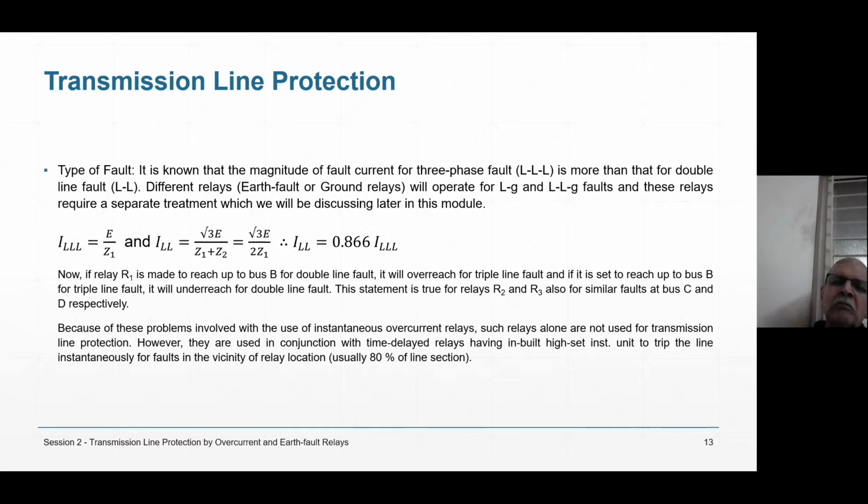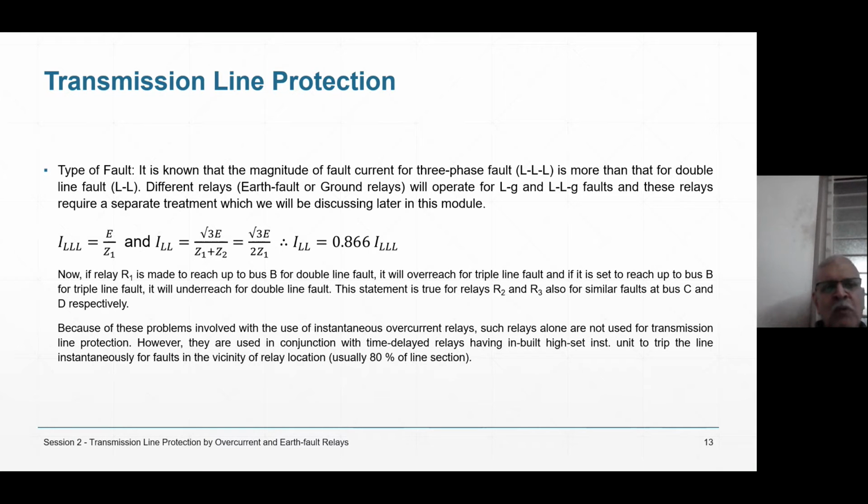And last, very important, we are saying that R1 will reach up to B, but then for which fault? For triple line fault, I triple L is E upon ZL. And for double line fault, it is root 3 upon Z1 plus Z2. So root 3 upon 2 Z1, because for a transmission line Z1 and Z2, the positive and negative sequence impedances, are the same. So it is 0.866. That is, double line current is less.